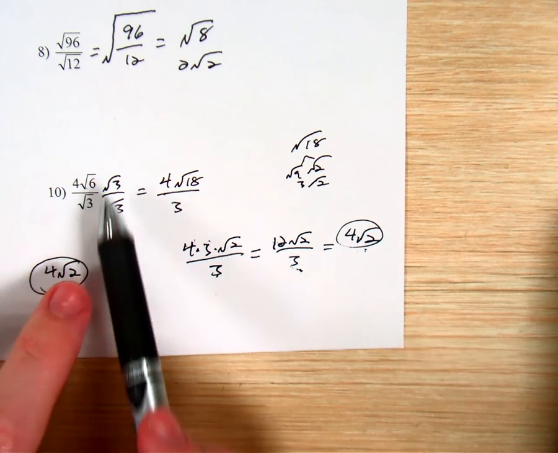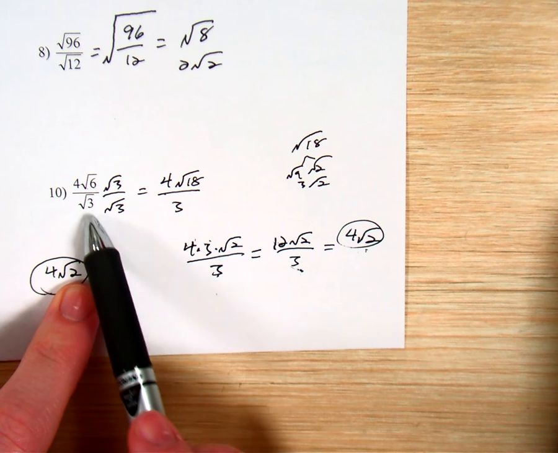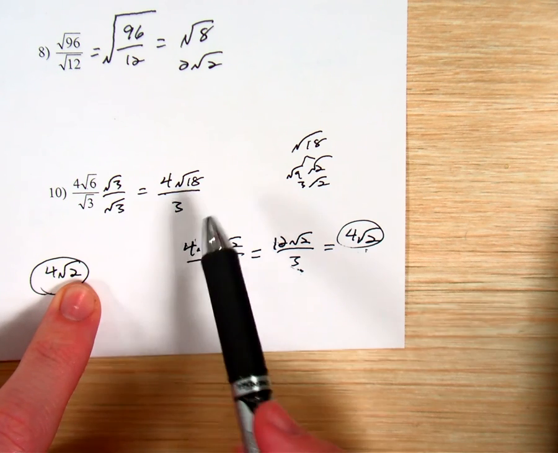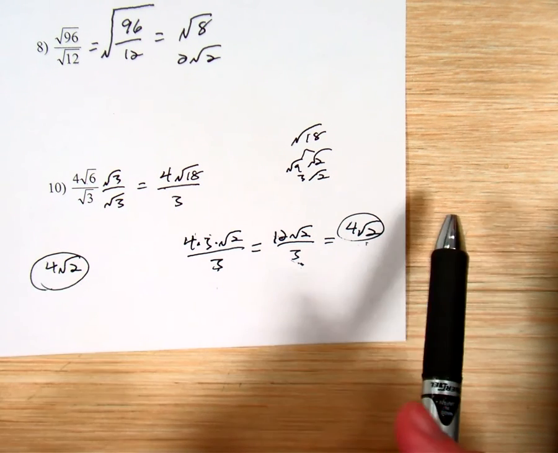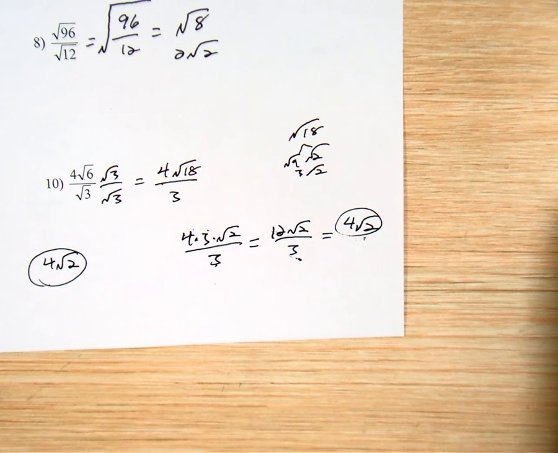Alright, so even if you don't catch something right away and you do it by clearing out the radical off the bottom, rationalizing the denominator, getting rid of that square root, you'll still get the same answer at the end. Let's see what we got in the back. Anything super challenging back here?